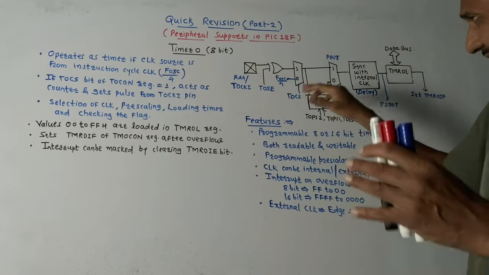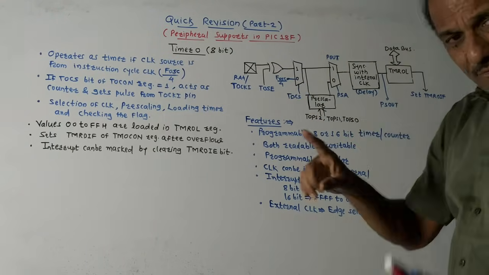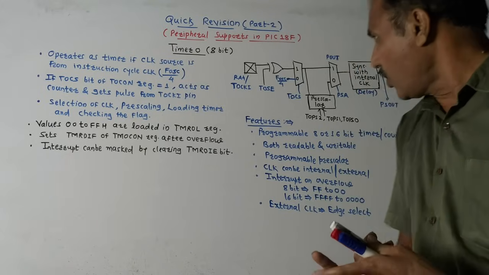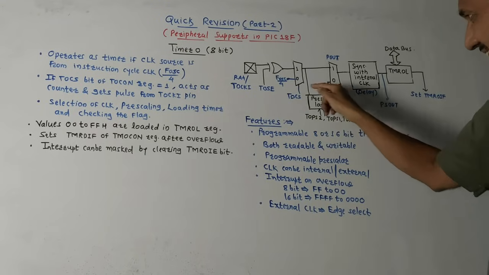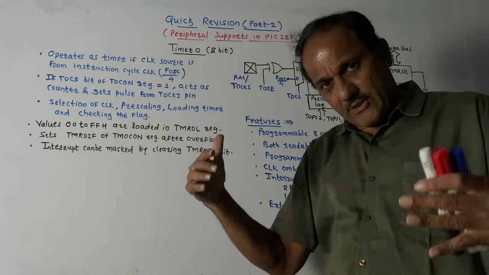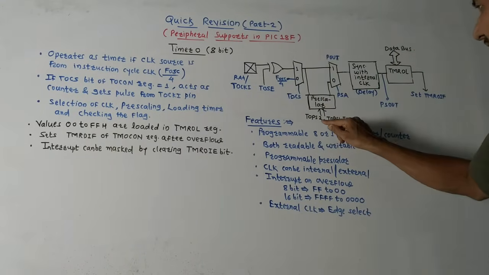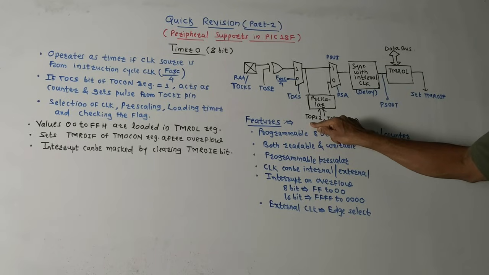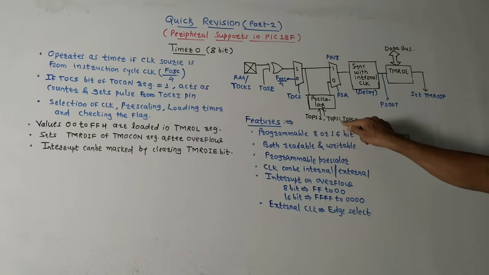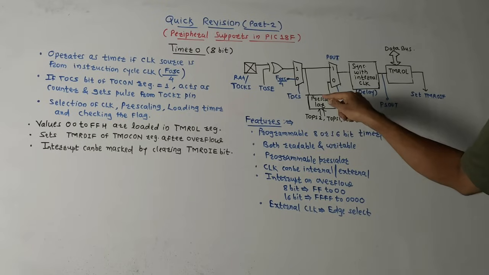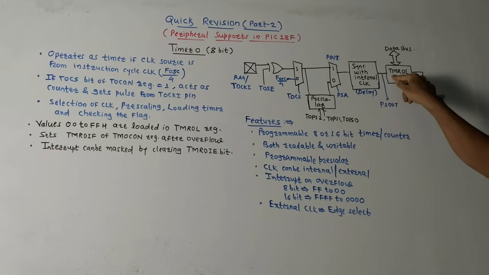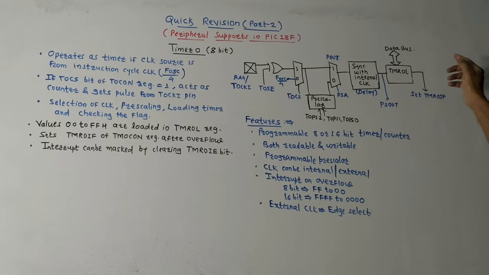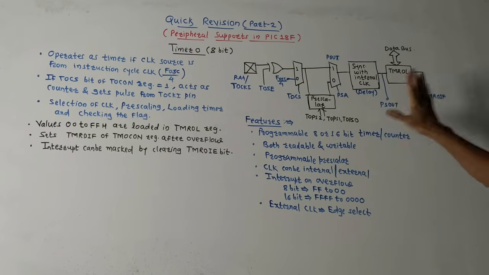This diagram basically consists of some major parts. The first part is selection of a clock signal, which is shown by these blocks. Then pre-scaling factors, मतलब जो oscillator frequency है उसको pre-scale करना है, that is by using timer 0 pre-scale 2, 1 and 0 bits. Then next block is loading the timer. We will have to load the timer. In this case it is timer 0 lower register. In 16-bit there will be one more register, and generating a flag bit.